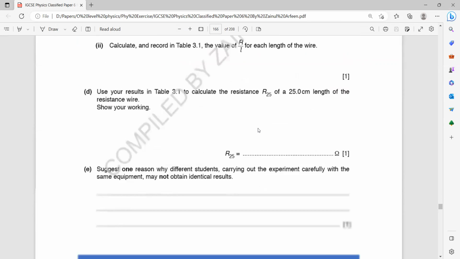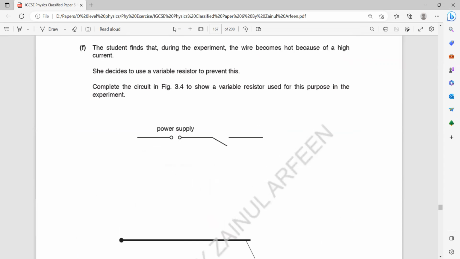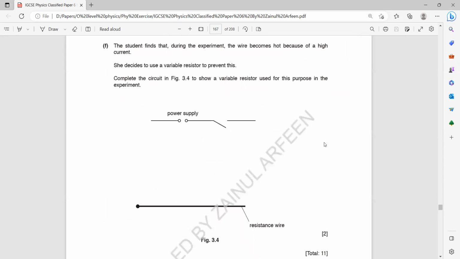Now, the student wants to use a variable resistor in the same circuit. So how will you complete the circuit with a variable resistor? You can use the screen annotation to complete this. Yes, so the variable resistor is there. And the ammeter was there in the beginning, so that will remain an ammeter. Then a crocodile clip. Yeah, that's right.